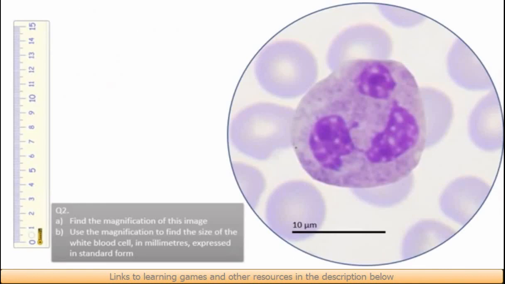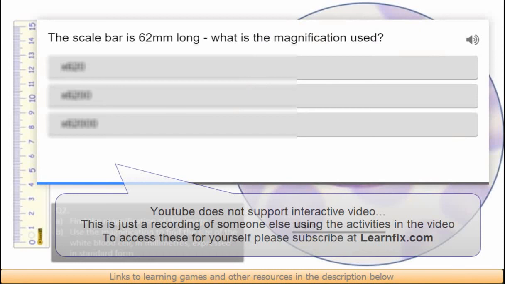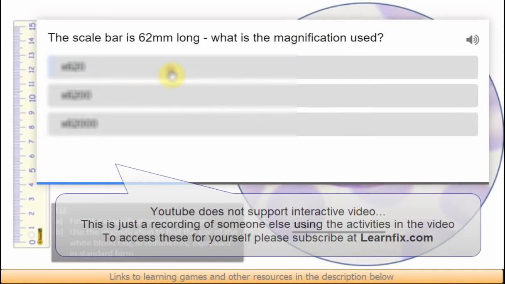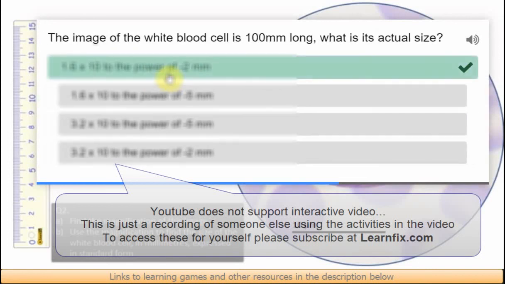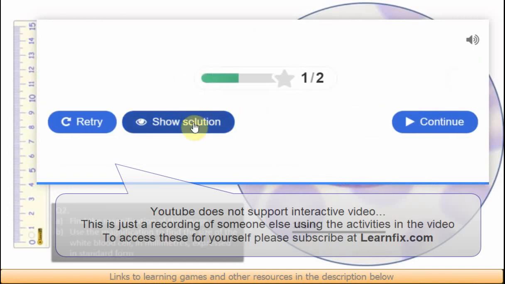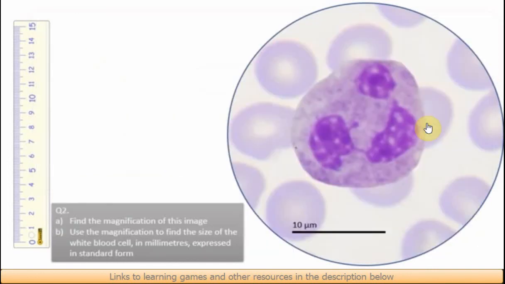Question 2. Find the magnification of this image and use it to find the size of the white blood cell in millimeters, expressed in standard form. As before, the first step is to set out the magnification triangle and take notice of which pieces of information we've been given.